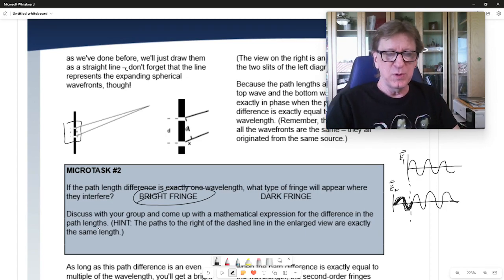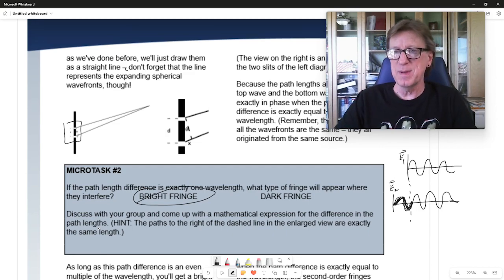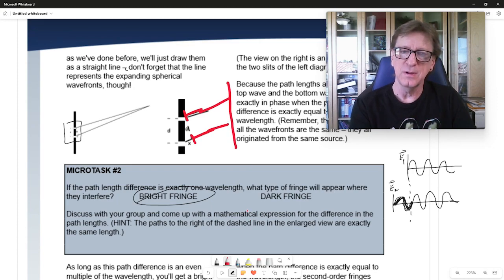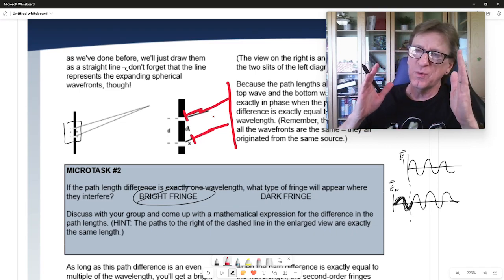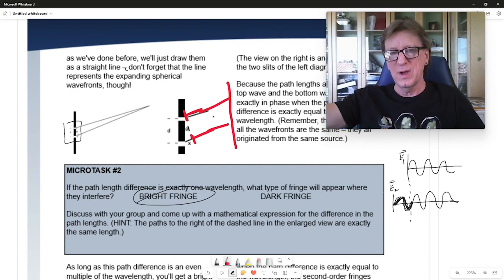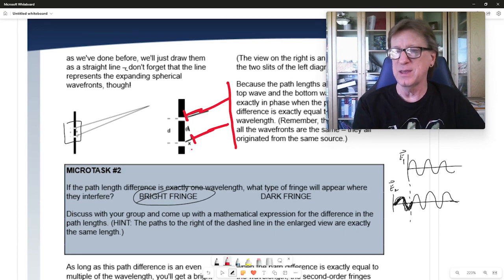Okay, so we want to come up with a mathematical expression for the difference in the path lengths. Now, here's the hint that we give you. This length, let me do this in red so that we can see it, this length and this length are the same. And this ray goes all the way to my screen. You may say, wait a minute, how can these two ever be the same if they're parallel to each other? Well, remember the small angle approximation. If that angle is very, very small, and it's a long way away, then I can consider them to be parallel way back here.